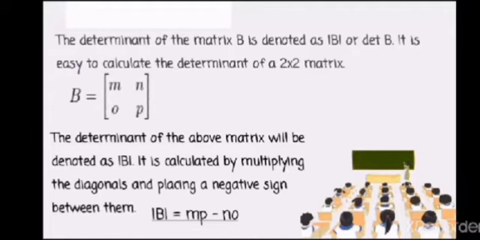It is easy to calculate the determinant of a 2 by 2 matrix. For example, consider this following square matrix. The determinant of the above matrix will be denoted as absolute value of B. It is calculated by multiplying the diagonals and placing a negative sign between them. The determinants of 3 by 3 and 4 by 4 matrices are computed using different and somewhat more complex procedures than this one. You can also use a matrix calculator to calculate the determinants of higher order matrices.